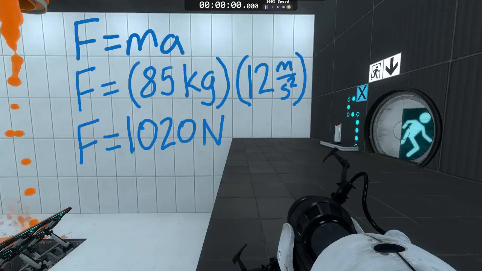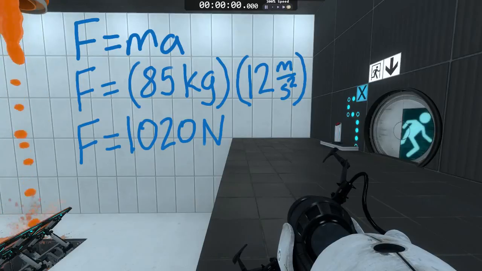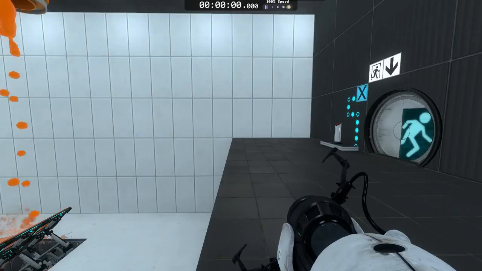Okay, very cool, very fun, and these are just a few simple ways of showing Newton's laws within the world of Portal 2. There are many, many, many more examples because Newton's laws literally govern how everything moves. It's pretty amazing. Alright, and that's going to be it for today.